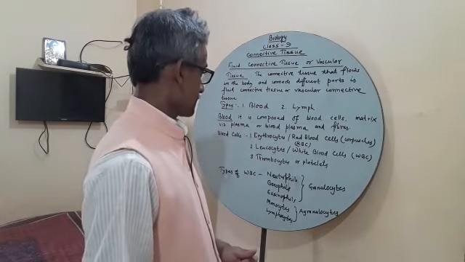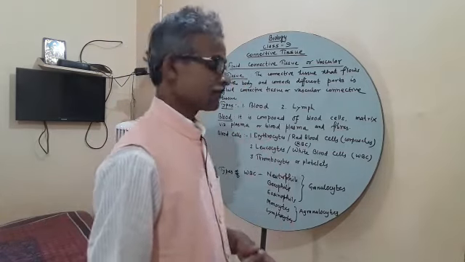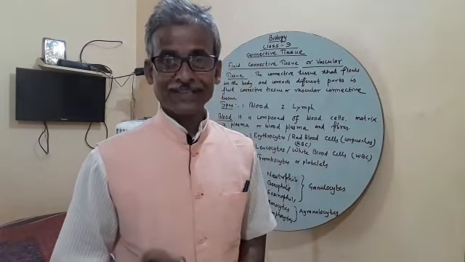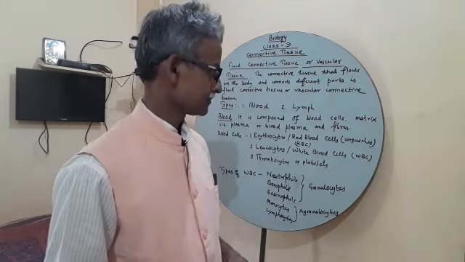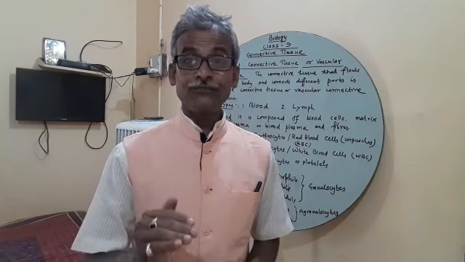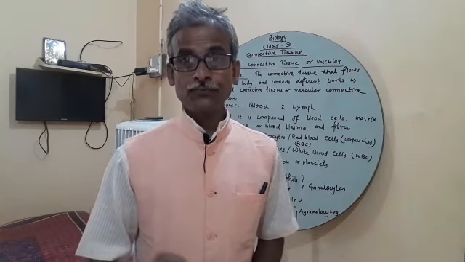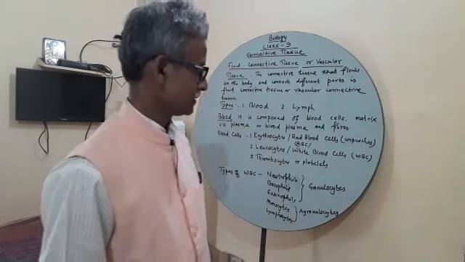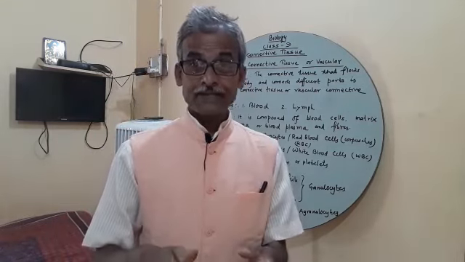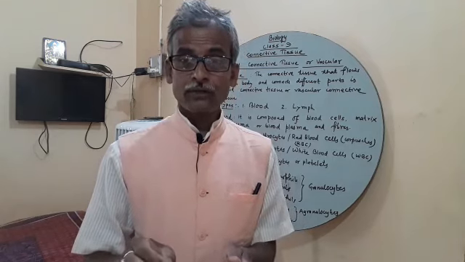There are three types of blood cells: erythrocytes or red blood cells or red blood corpuscles, in short RBC. What is meant by corpuscles? Corpuscles are free floating cells, free floating particles, as these cells float in the blood in its matrix called blood plasma.